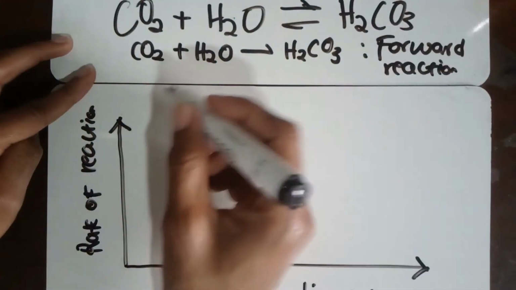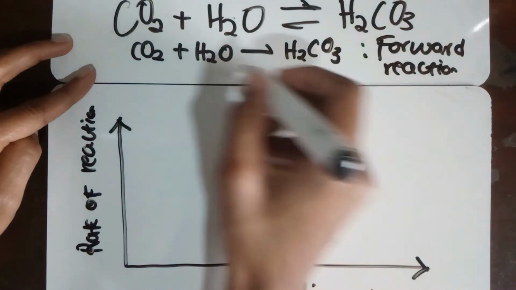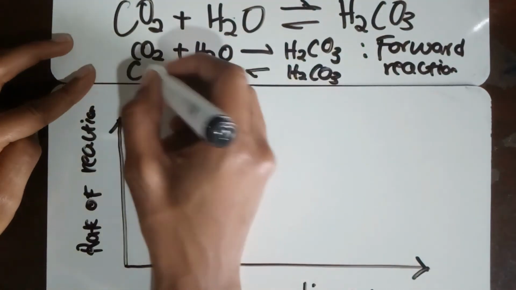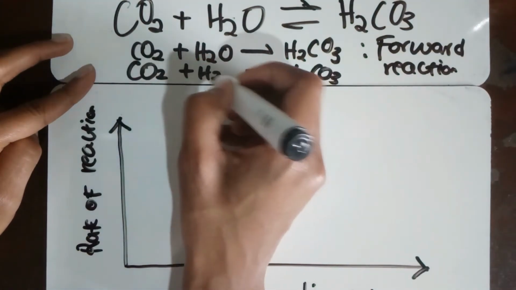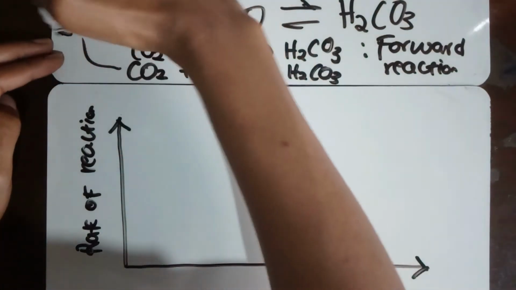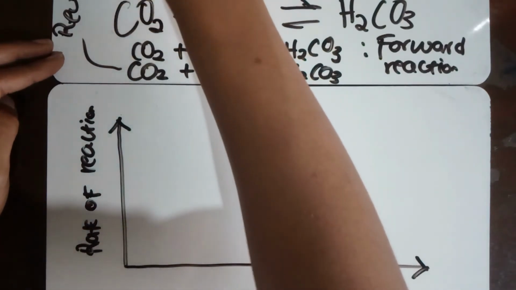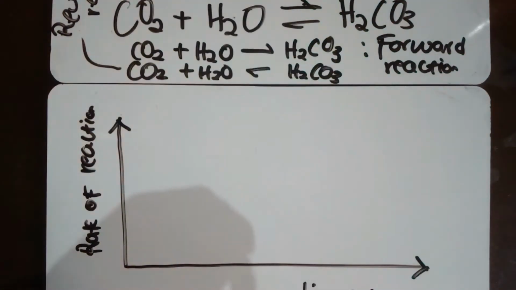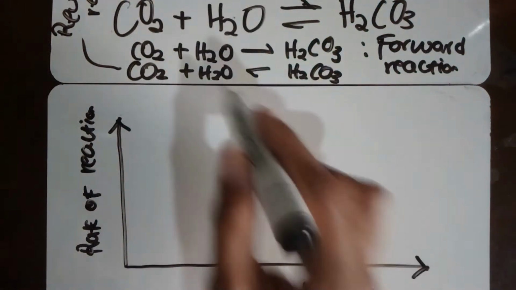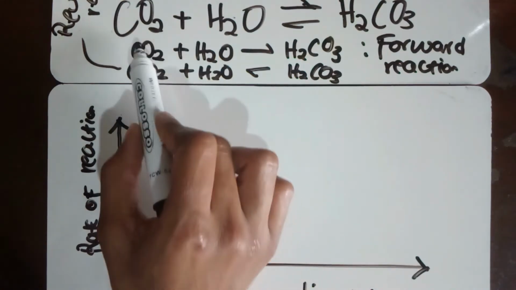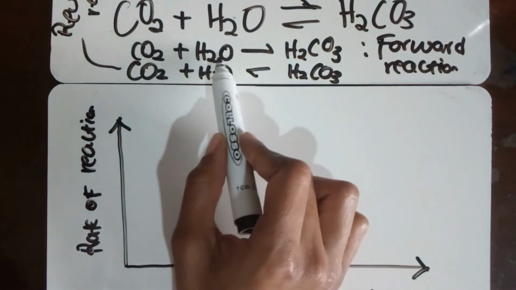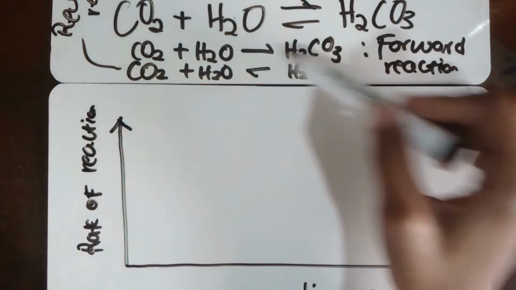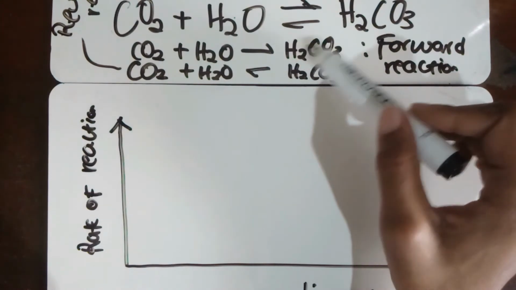And then our reverse reaction would just be H2CO3, which breaks into carbon dioxide and water. So this will be our reverse. Cool. So we can agree that at the beginning, we have a lot of carbon dioxide and water, right? And then at the beginning, there is not any product. For the forward reaction, there is not really any product, right?